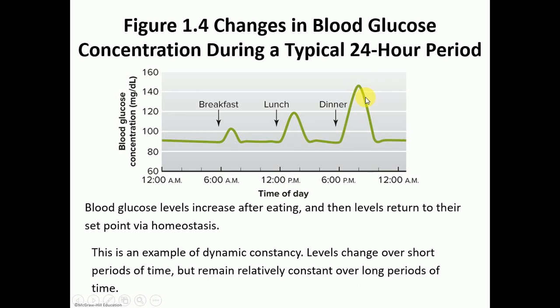So although the levels are going up and down throughout the day, so the glucose levels again are dynamic, throughout the 24 hours, we're still within normal range. Okay, so that is an example of dynamic constancy, where the levels are going to change and vary over short periods of time, but when you look at the bigger picture, they're still within normal range.